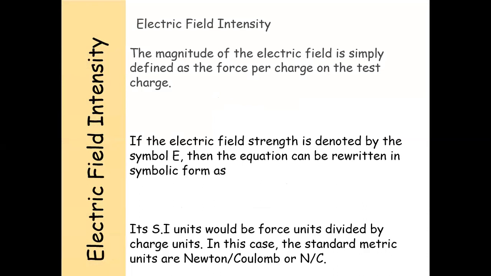Now, what is electric field intensity? Electric field intensity is simply defined as force per unit positive charge. Electric field intensity is force upon charge. If electric field intensity is denoted by capital E, then mathematically the equation can be written as E equals F upon Q, with F representing force and Q representing charge. According to the formula, the SI unit of electric field intensity will be Newton per Coulomb.